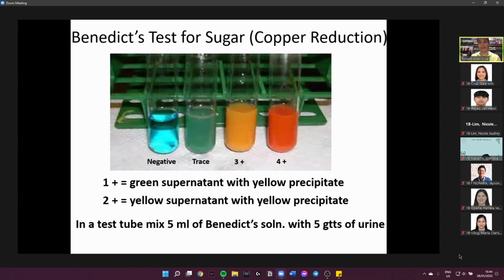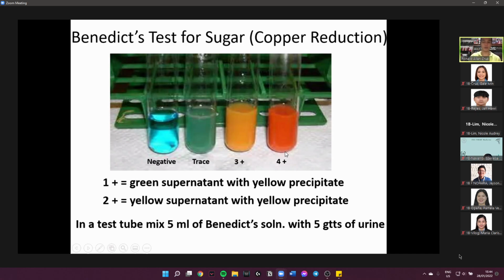So that will change the color of your Benedict's solution. For example, if it becomes colored green, then you label it as trace. If it's yellow, if it's +1, then you have green supernatant with yellow precipitate. +2 is yellow supernatant with yellow precipitate. If it's as yellow as this, that's +3, and if it's dark yellow or even orange, then it's +4.